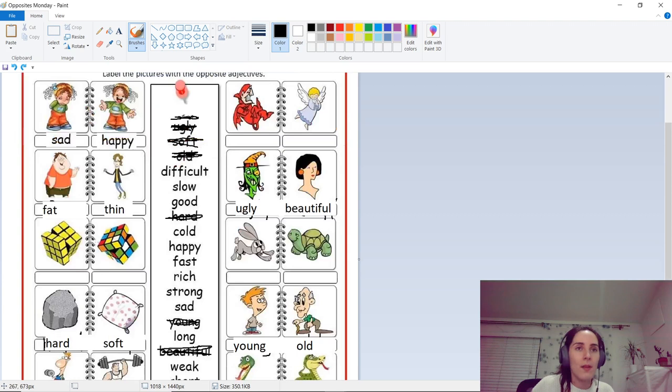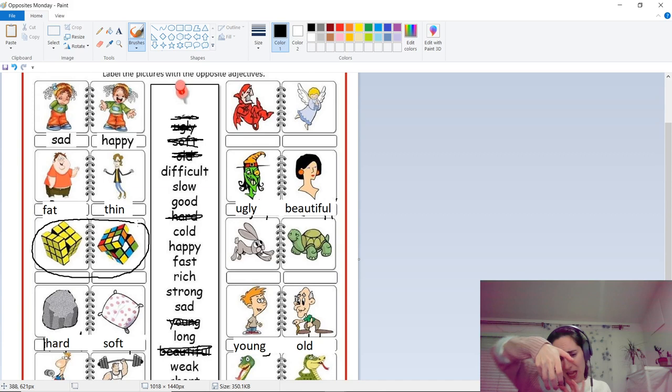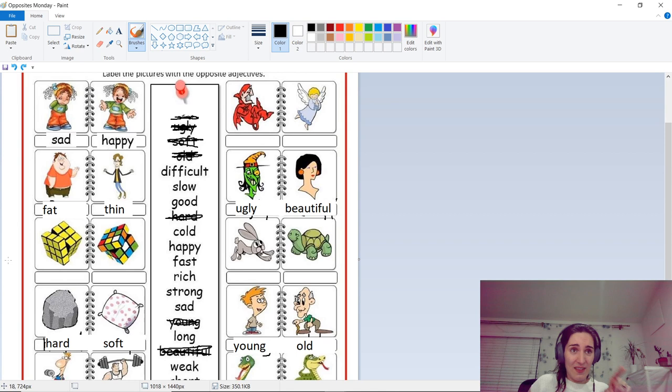Okay, let's look here. Ooh, do you know this game? Yes, this is a Rubik's Cube puzzle. You have to turn and twist and get all the colors. This one, I can't do it. I can't. It's really, really difficult. Do you know this word? Difficult.